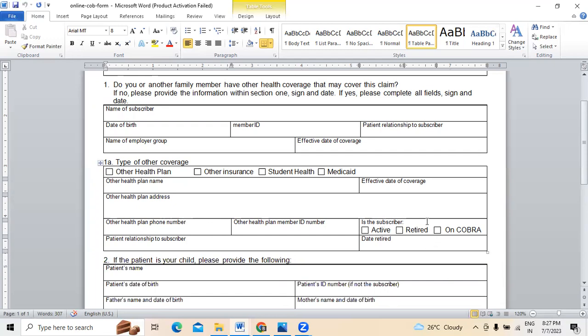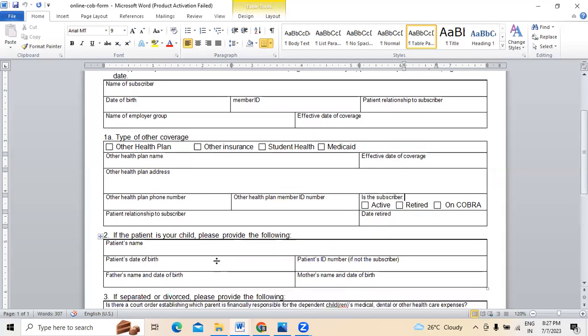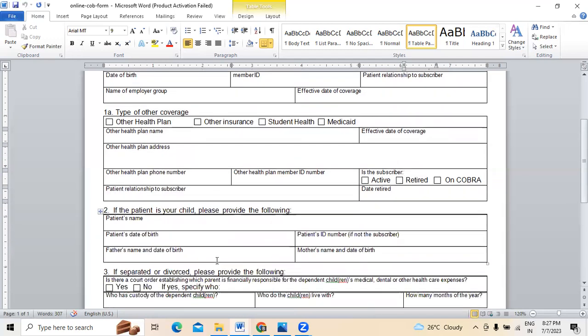At the same time, we have to see in what way this subscriber is related, followed by the kind of status they have. Are these people active in service, or are they retired or something like that? That information has to be updated here. If the patient is a child, as I told you some time back, then the patient name, followed by their date of birth, father's name and mother's name, will be updated here.